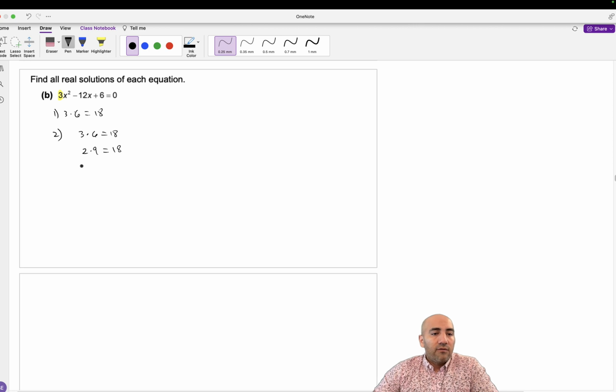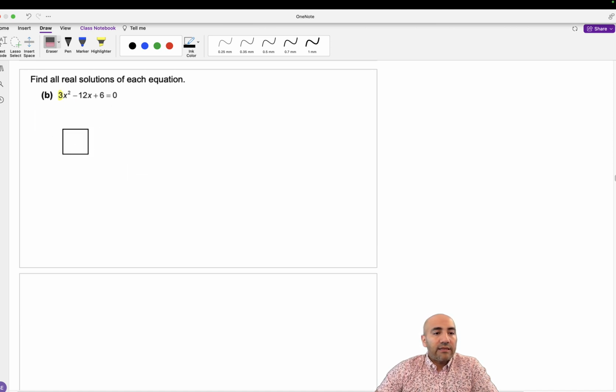That doesn't work out. Of course, 18 and 1 give you 18, but they add up to 19, or subtract to 17. These subtract to 7. So nothing comes to mind. That's how we know that there isn't really a good way to factor these, because I can't find two numbers that multiply to 18 but at the same time add to negative 12. So we give up on the factoring idea and maybe think about completing the square.